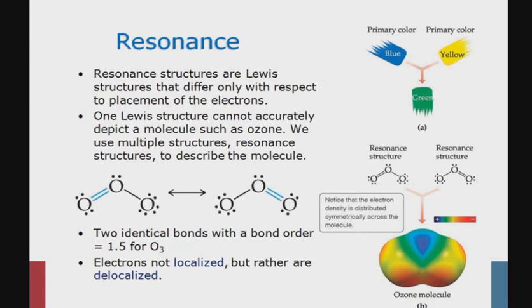Resonance structures are Lewis structures that differ only with respect to placement of the electrons. One Lewis structure cannot accurately depict a molecule such as ozone. We use multiple resonance structures to describe the molecule. There are two identical bonds with a bond order equal to 1.5. Electrons are not localized but rather are delocalized.